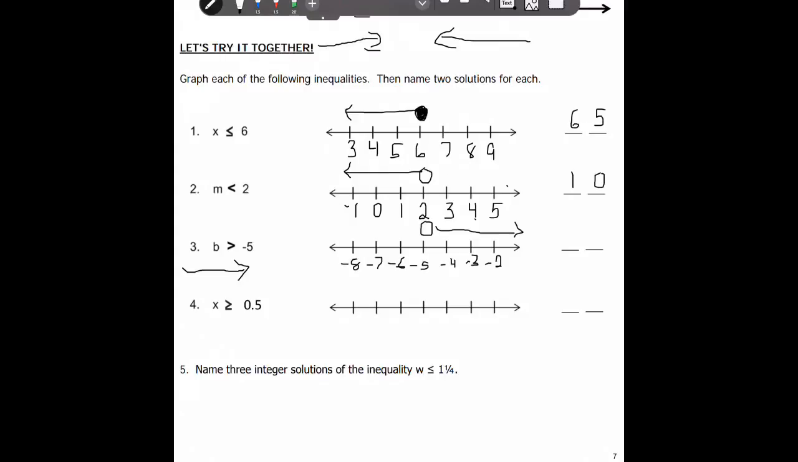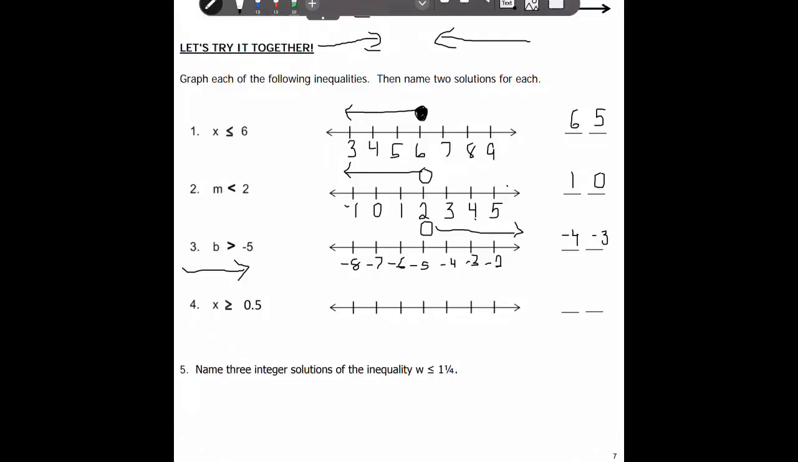So two solutions for this inequality. I'm going to pick -4 and -3. Those are the first two integers directly to the right of -5. Now once again, if you picked -2, that works as a solution also.